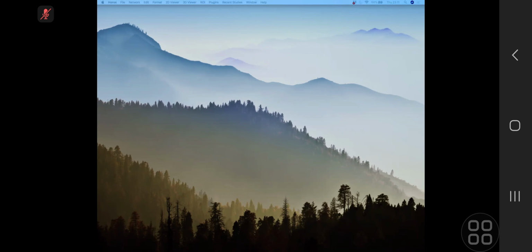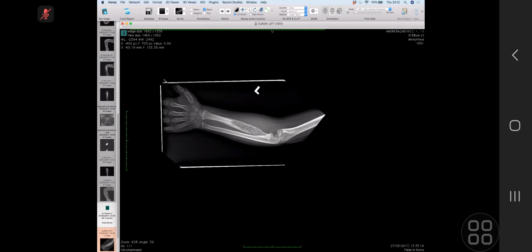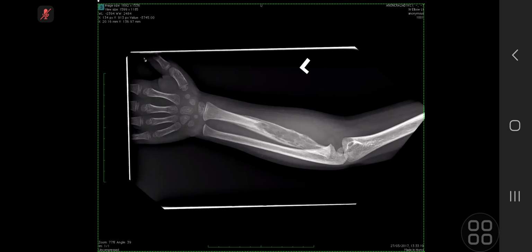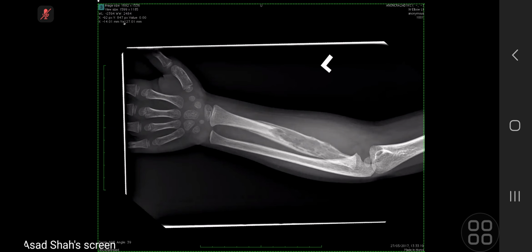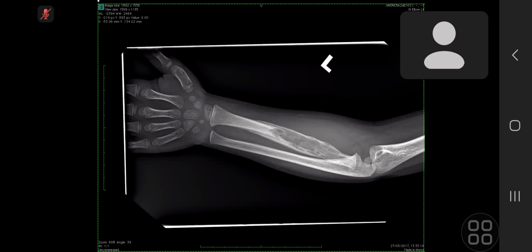All right. So I have this 3-year-old. She presented with a painful swollen forearm. Yeah, can you hear me? Yes, I am presented with an X-ray of the left forearm of a skeletally immature patient.